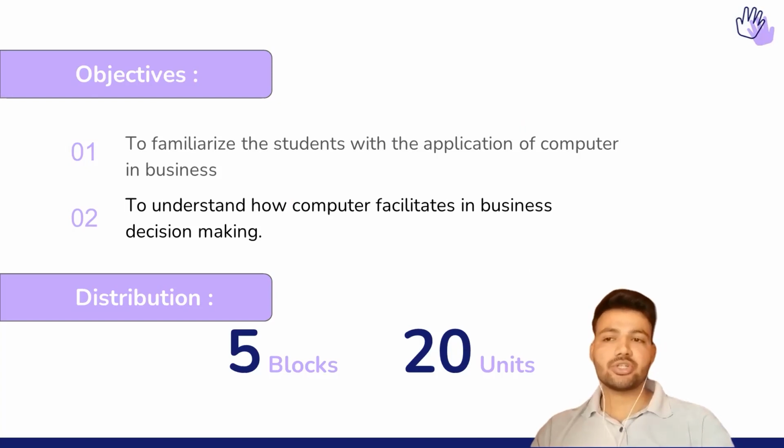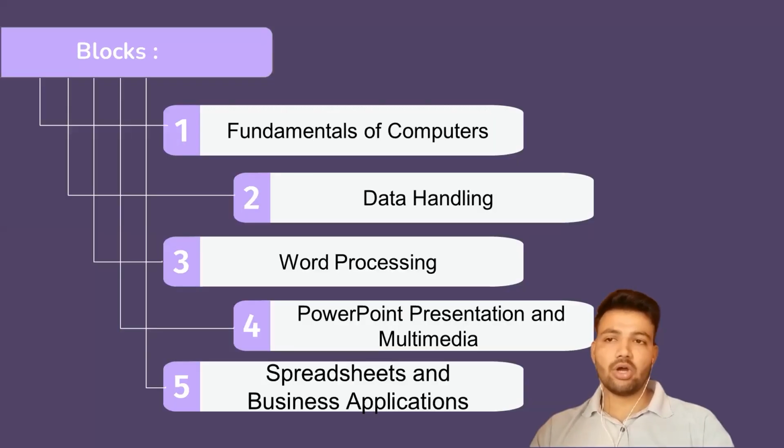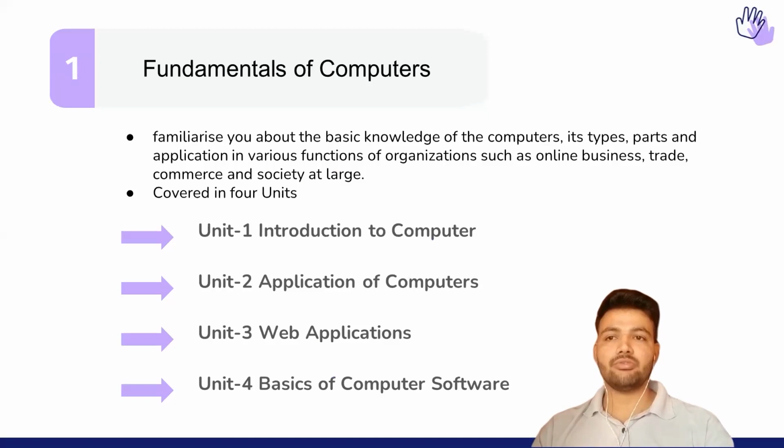The course is distributed over 5 blocks and there are a total of 20 units. So these are the main 5 blocks, which are first block is fundamentals of computers, second is data handling, third is word processing, fourth is PowerPoint presentation and multimedia, and then we have fifth block, which is spreadsheet and business applications. So let's come to first block, which is the fundamentals of computers.